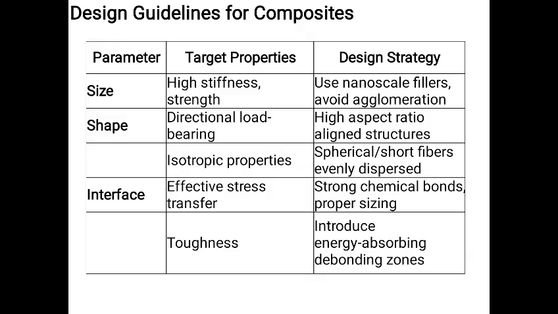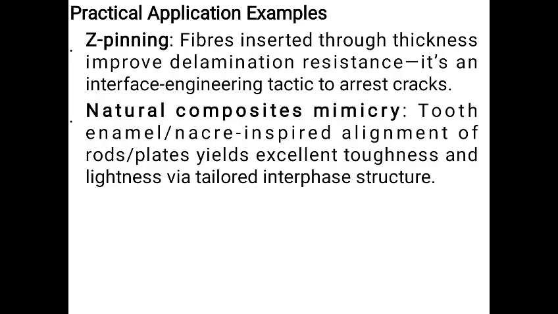And with respect to the interface parameters, the target properties are effective stress transfer as well as toughness. And the design strategy includes strong chemical bonding, proper sizing, and also introducing energy absorbing debonding zones. Practical applications examples: Z-pinning. Fibers inserted through the thickness improve delamination resistance. That is, it's an interface engineering tactic to arrest the cracks in the material.